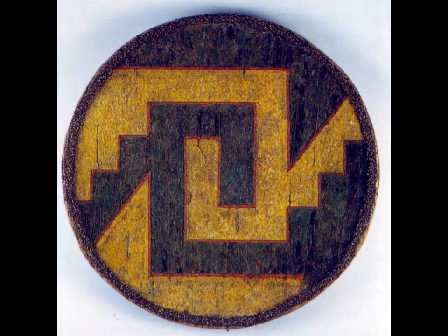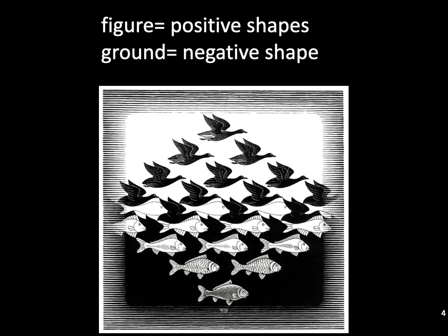In this piece, what part is the figure and what part is the ground? Is the yellow the figure? Or is the dark purple the figure? Some of you may think the yellow is the figure and the purple is the ground. Some of you might think the purple is the figure and the yellow is the ground. It all depends on your point of view. This interplay between the figure and ground is something that's known as positive versus negative shapes.